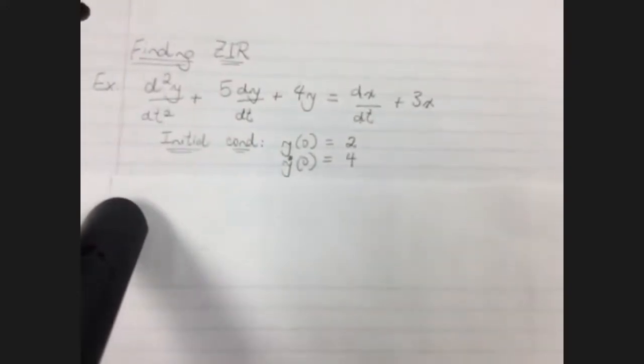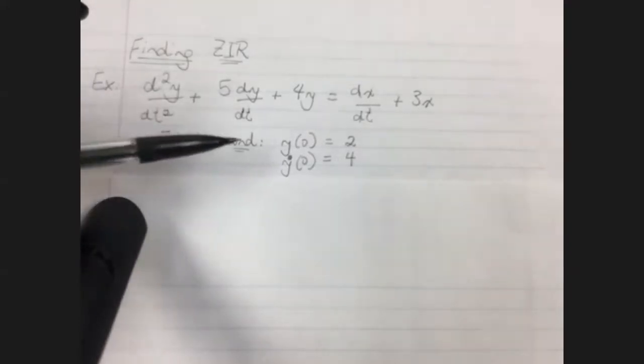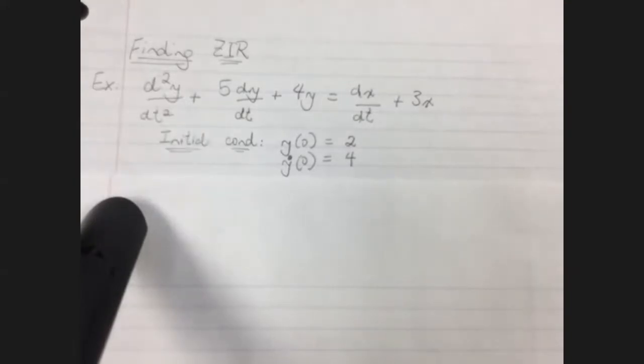Let's start here. So let's find the ZIR, and this is the same example as before. So you don't have to recopy it if you don't want. But what I did add there was initial condition values. So you can add those.